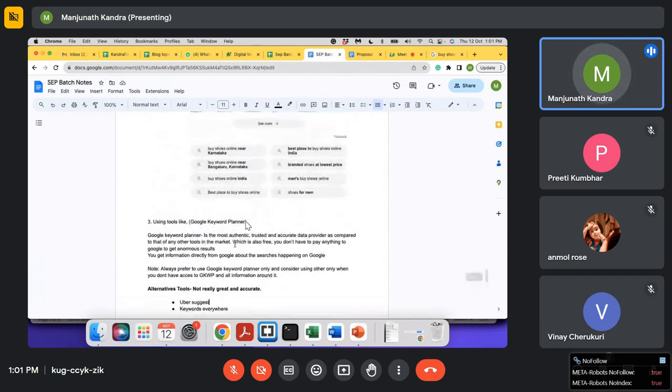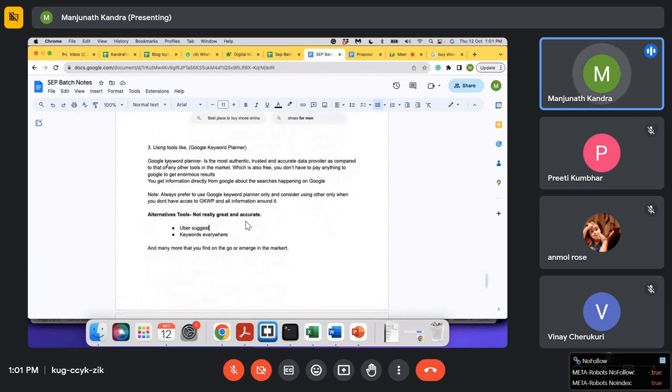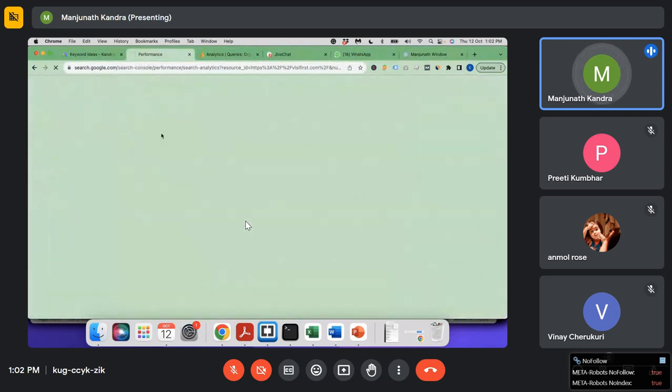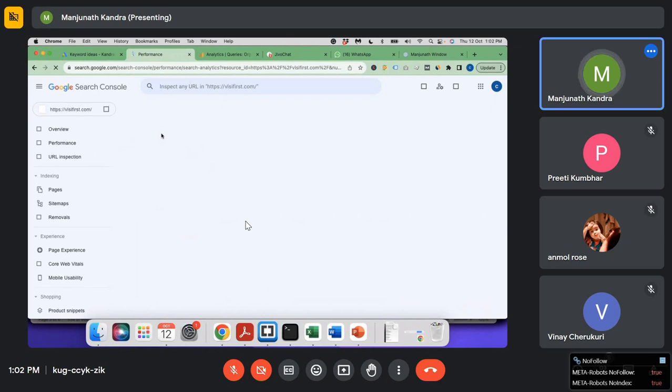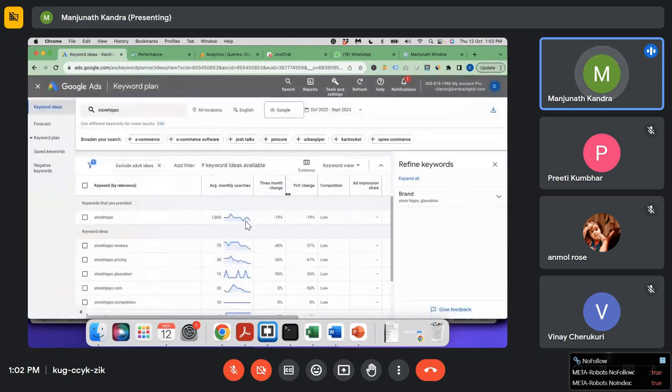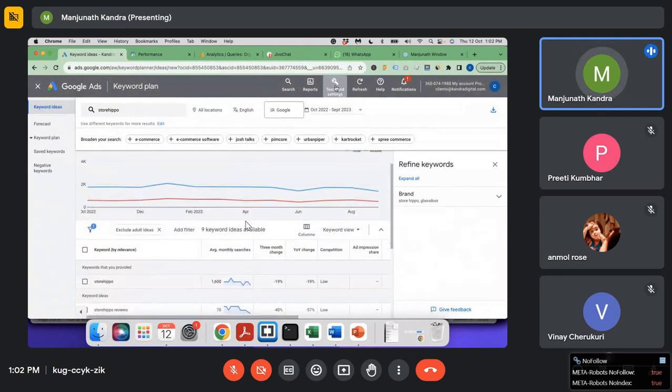So you all understood how to get the keywords from different tools. We are yet to see how to get keywords from Google Keyword Planner, correct? For that you have to sign up on Google AdWords. When you sign up on Google AdWords, you can use this option.